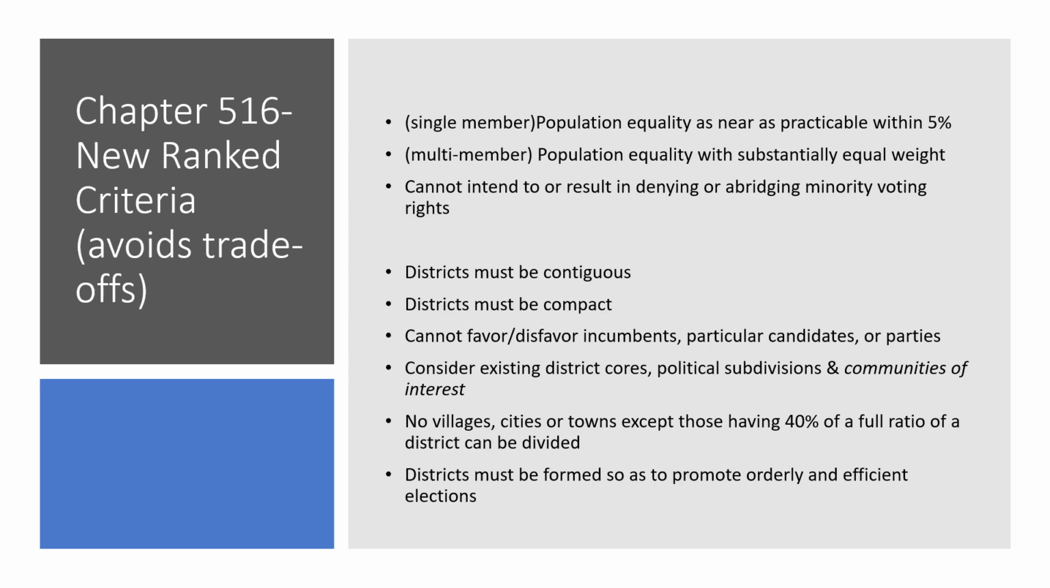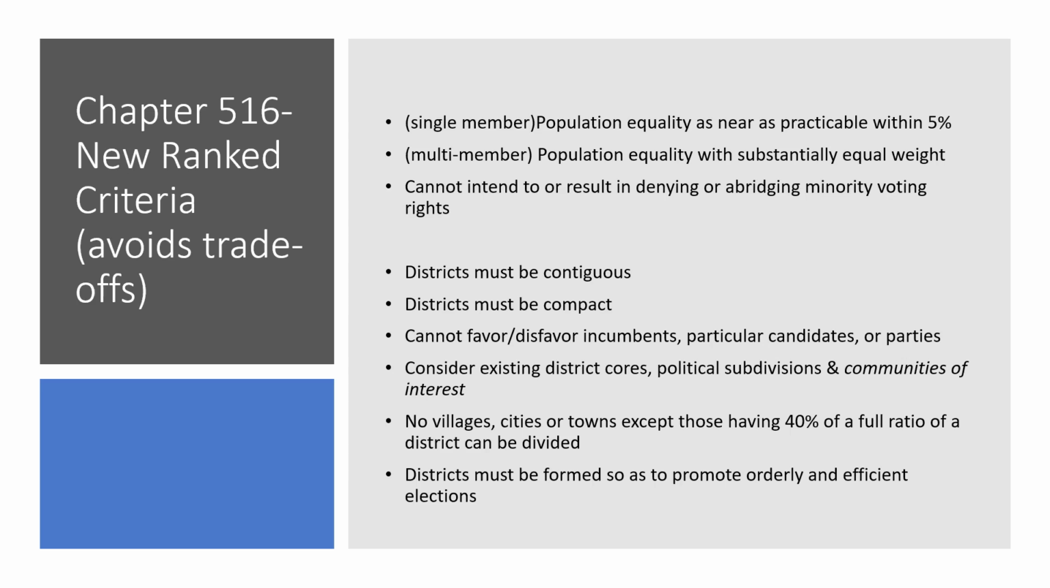And also, districts must be formed so as to promote orderly and efficient elections, essentially meaning that you should not enact a plan on March 1st and expect that the boards of elections can administer them and begin a petitioning process the next day. You should allow for a 2-3 week window between enacting a plan and beginning the election process using the new lines. These criteria are also ranked, and that avoids having to deal with trade-offs.